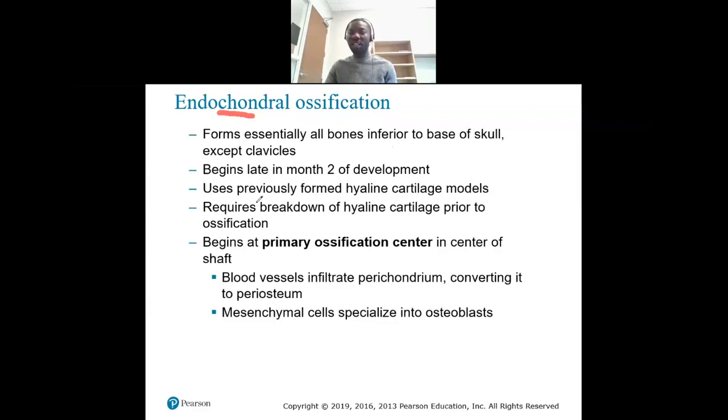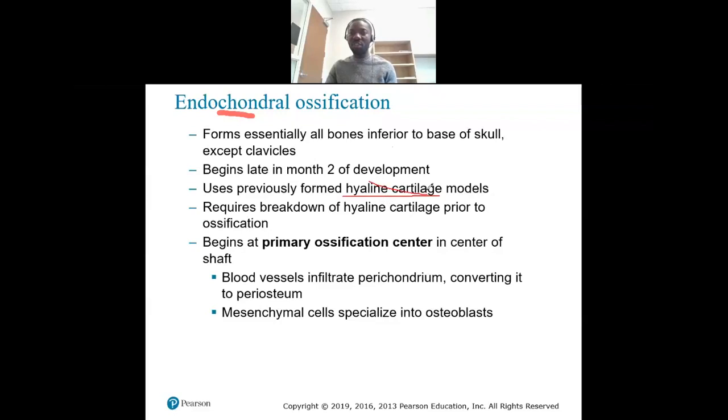Now, the foundation for this is that a hyaline cartilage model will be used as a precursor to form the bones. And so what's going to happen is that since hyaline cartilage has been formed first, cartilage was existing before the bone formation is going to happen.